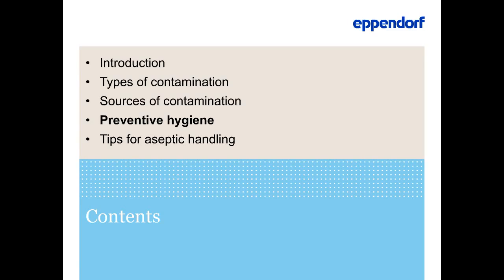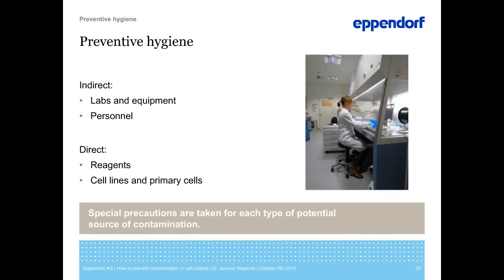So we want to talk a little bit of preventive hygiene. From this slide, you may recognize that it looks like the first slide of the previous chapter. We have indirect measures of preventive hygiene and direct measures. We divided the chapter in this way because we would like to convince you that you should take precaution individually for each type of potential source of contamination. There is not the one way to wipe out the risk of contamination. So for every source, choose a special approach for preventive hygiene.